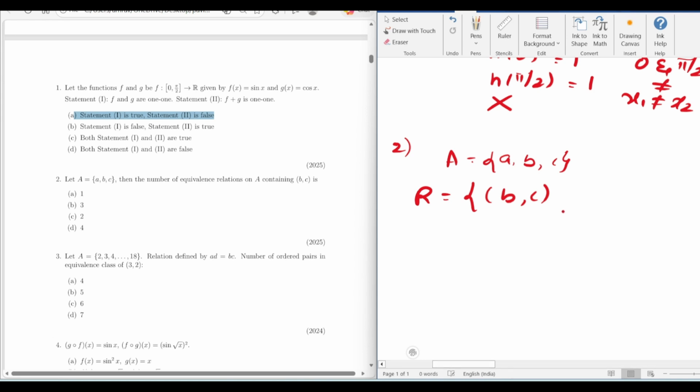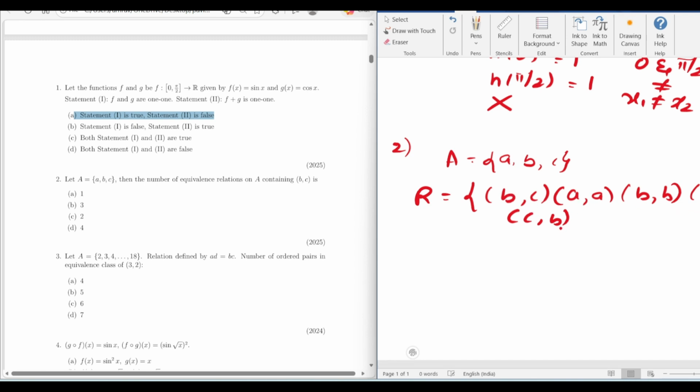You have to show how many equivalence relations there are containing (B, C). It must be reflexive, symmetric and transitive. So containing (B, C), let me first finish off reflexive: (A, A), (B, B) and (C, C). Since (B, C) is there, I have to write (C, B). So now this is symmetric, reflexive and also transitive.